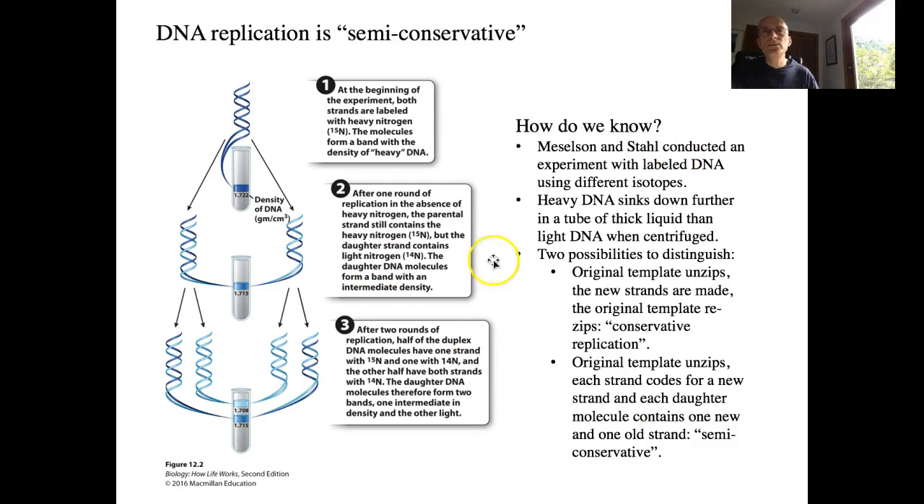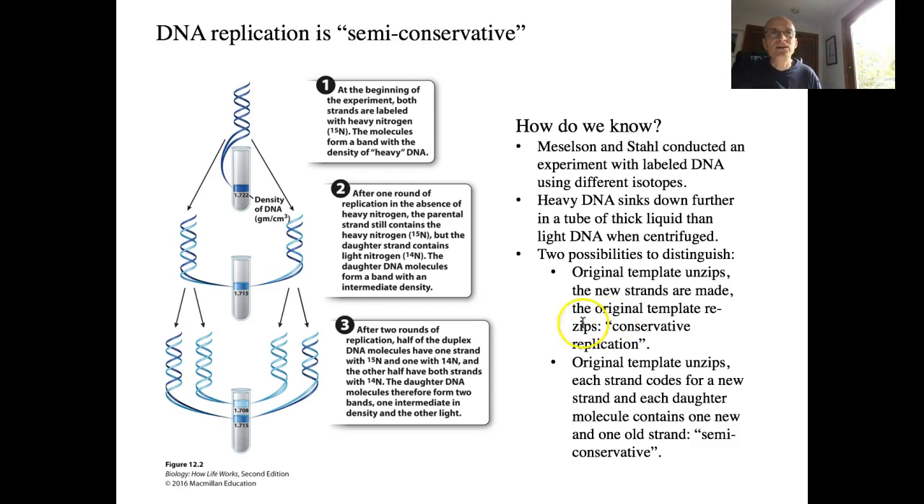Okay, so what's important to know about this experiment? It was conducted with different isotopes. The heavy one sinks further down. And the two possibilities that they originally wanted to distinguish was the one where the original template unzips, the new strands are made, and the original template then just rezips. And so there's an old strand, double old strand, and a double new strand. And that would have been called conservative replication.